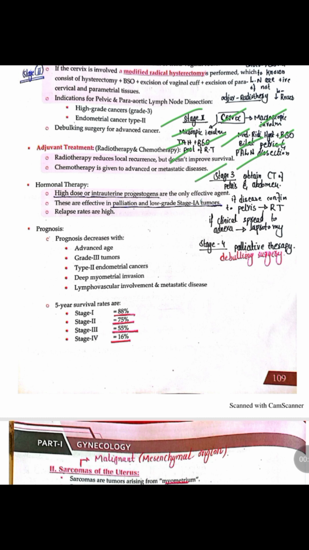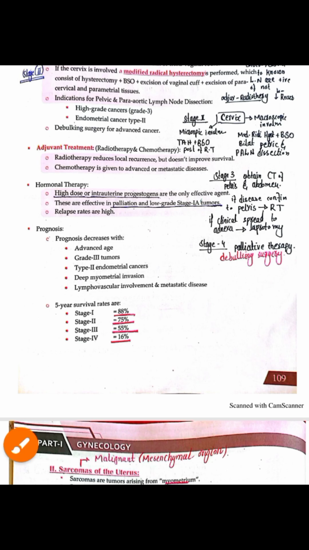In stage 3, we obtain a CT of the pelvis and abdomen. If the disease is confined to the pelvis, we give radiotherapy to the patient, and if there is clinical spread to the adnexa or adjacent structures, we do laparotomy. And in stage 4 disease, where there is distant metastasis, we give palliative treatment to the patient, and we can also do debulking surgery.